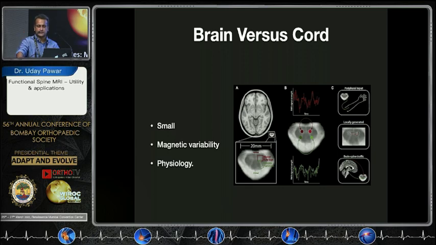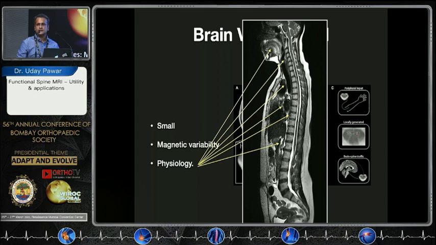Now that's where the similarity ends, because brain versus cord, the spinal cord is a tiny structure, 1 to 2 centimeters, as compared to the brain. There is significant variability of the tissues; the bony anatomy and the muscular tissues are significantly magnetically variable, and importantly, there is significant physiologic noise. When you put the patient in the MRI machine, deglutition is still happening, the esophagus still moves around, and there are cardiac pulsations, respiratory pulsations, and the squishing of the tummy contents. Everything causes noise, which the machines have to remove to give you a proper image.